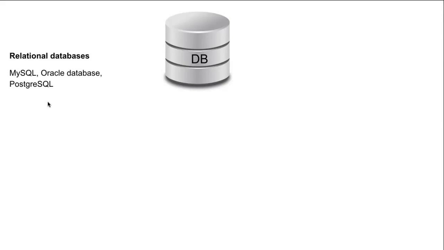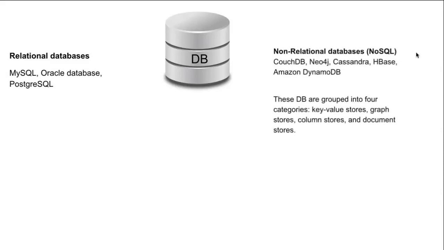And we can also perform join operations using SQL across different database tables, so to get the data from different tables also. The other variety of database is a non-relational database. So these databases are generally designed to handle high volume of unstructured or semi-structured data, such as social media posts or sensor data. They do not use SQL and are often used in big data applications. And popular NoSQL databases are CouchDB, Neo4j, Cassandra, HBase, Amazon's DynamoDB, and so on.